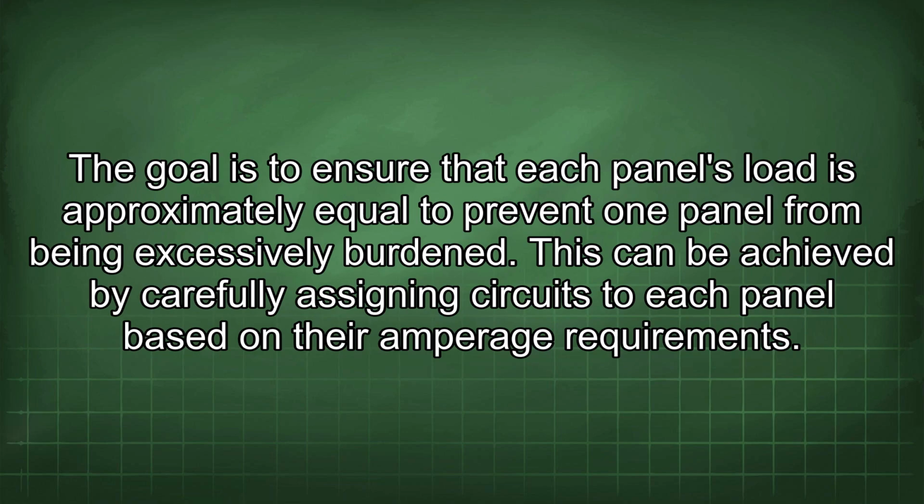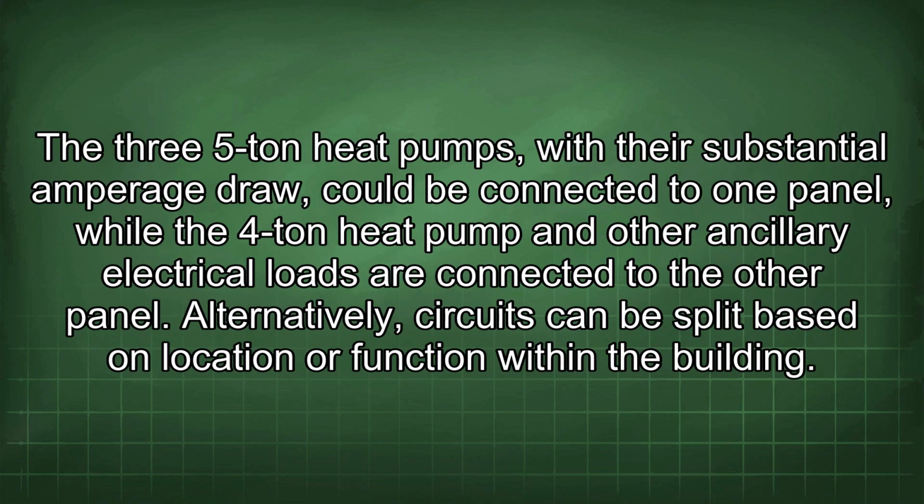When dividing the circuits between 2 400 amp panels, a balanced distribution strategy should be employed. The goal is to ensure that each panel's load is approximately equal to prevent one panel from being excessively burdened. This can be achieved by carefully assigning circuits to each panel based on their amperage requirements. The 3 5-ton heat pumps, with their substantial amperage draw, could be connected to one panel, while the 4-ton heat pump and other ancillary electrical loads are connected to the other panel.